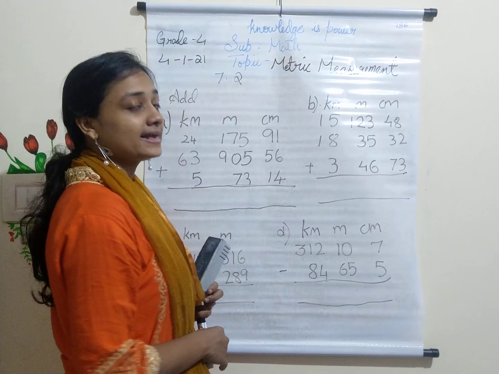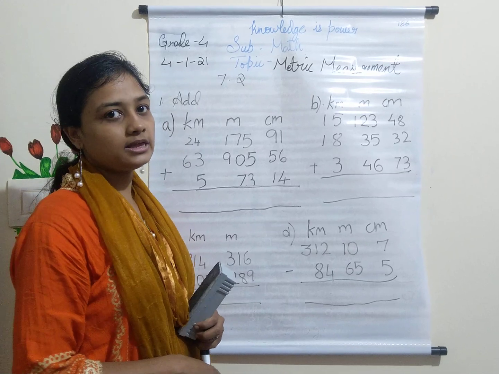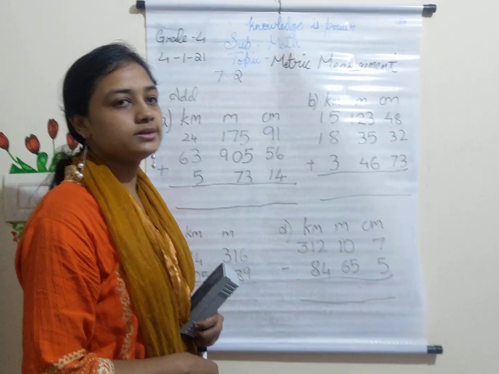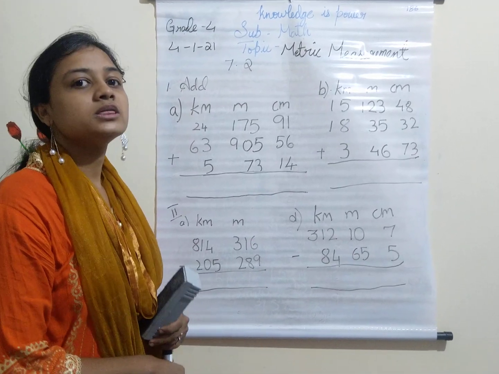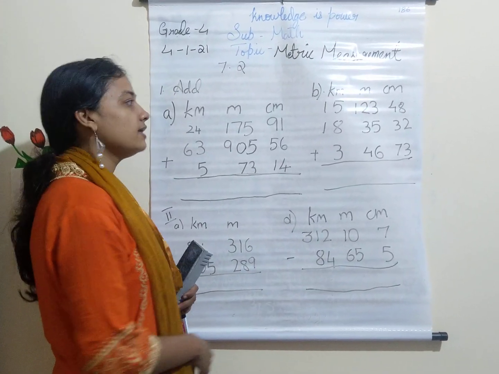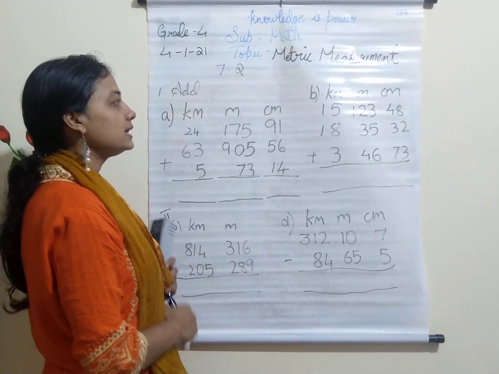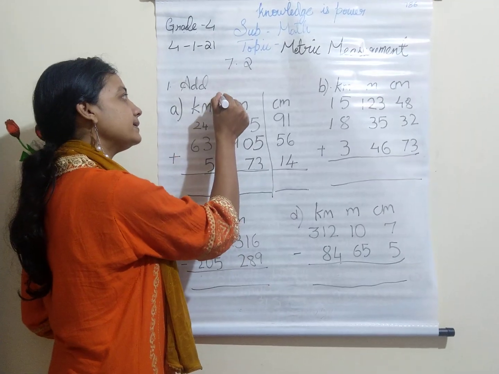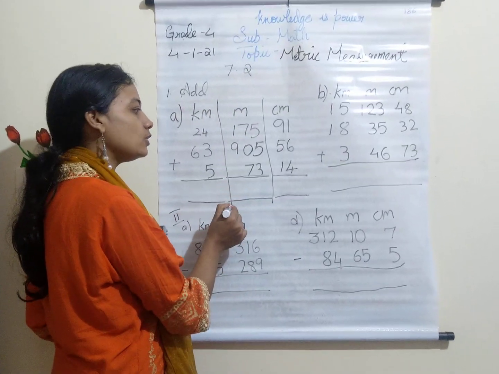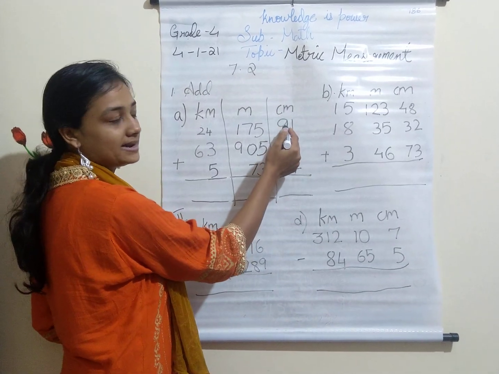So in exercise 7.2, page number 137, the first one is to add the units. So adding the units is nothing different than adding numbers. The only small change is we will be keeping all the units in a proper column. Like centimeters, I'll keep in a separate column, meters in a separate column, and kilometers in a separate column. So first we'll start from centimeters addition.